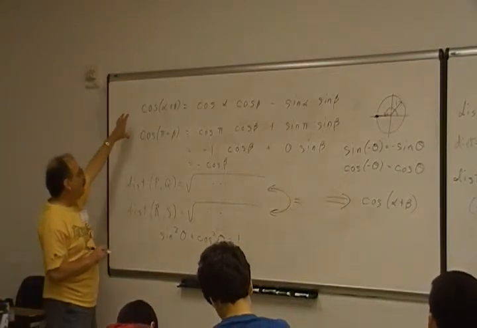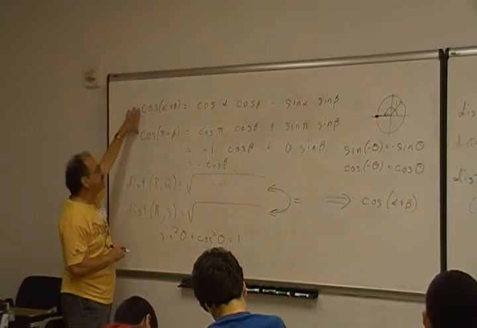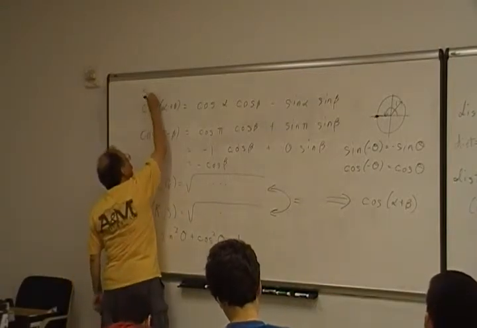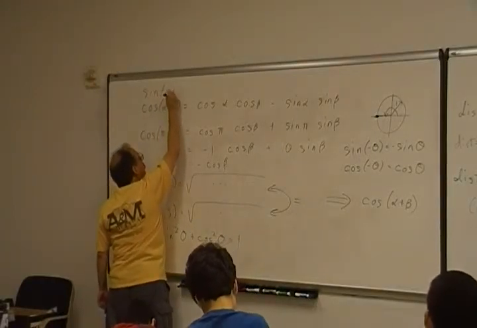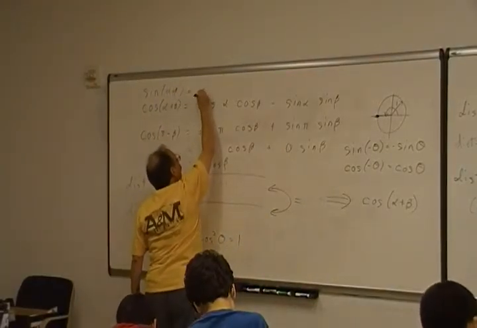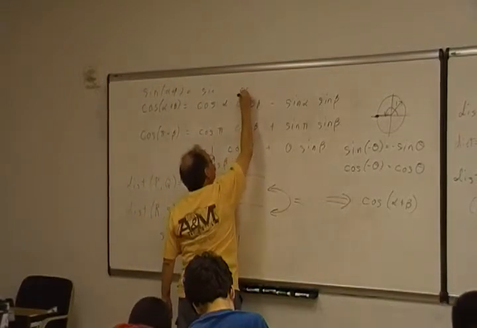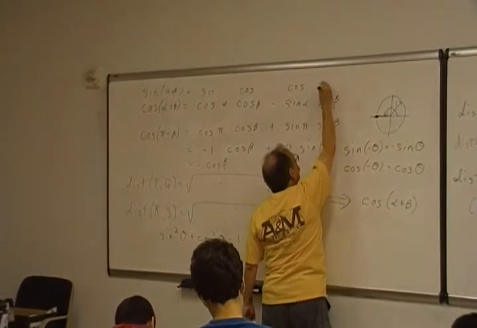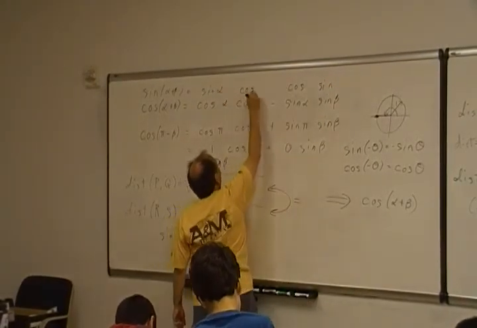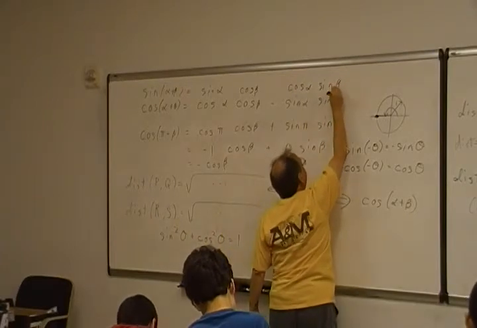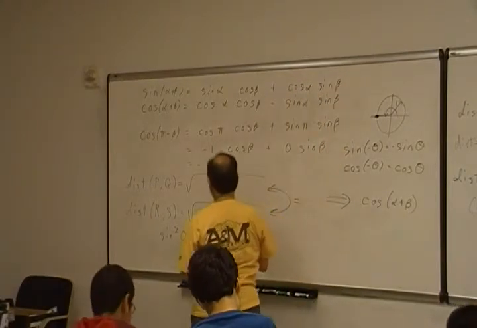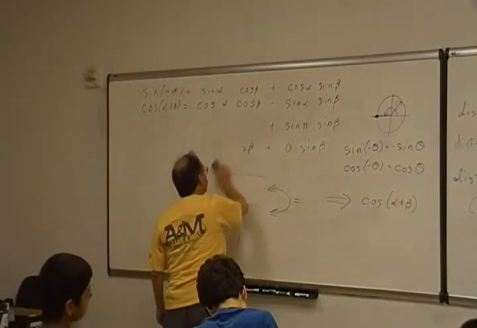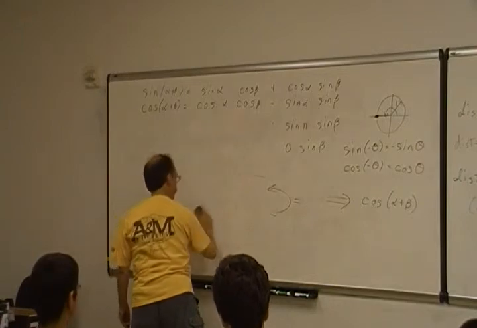And then there's a whole slew of additional identities that can be derived from these two formulas. Sine of alpha plus beta is sine alpha cosine beta plus cosine alpha sine beta, for the sine identity. So there are 2 at the top. There are a whole bunch of other identities we can now get from those 2.